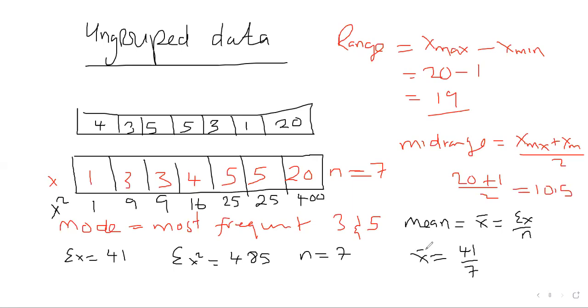So what becomes our mean? 41 over 7, we're getting 5.857. So this is called our average. You round to the nearest 3 decimal places.